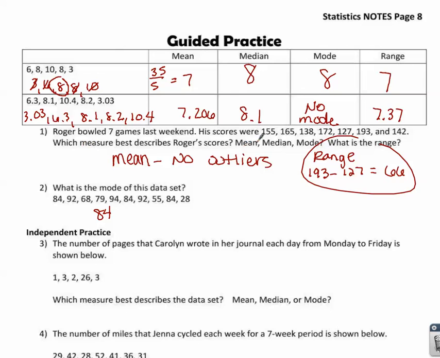In question 1, it asks you two things. It asks you what's the best measure of center, okay, the mean, median, or mode. It's mean because there are no outliers. If there was an outlier, you would automatically go to median. And then it asks you to find the range, which is the highest minus the lowest, giving you 66. And then in question 2, you can order your data from least to greatest if it's easier, but the number that appears the most is 84. You can have multiple modes, however, the numbers need to be appearing the same amount of times.